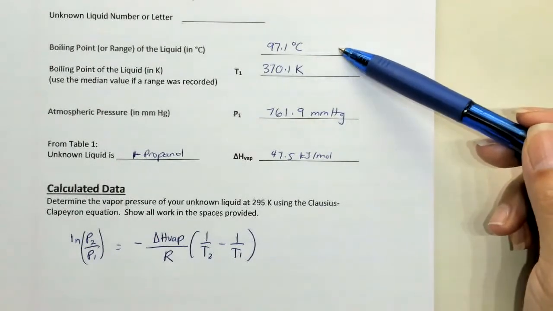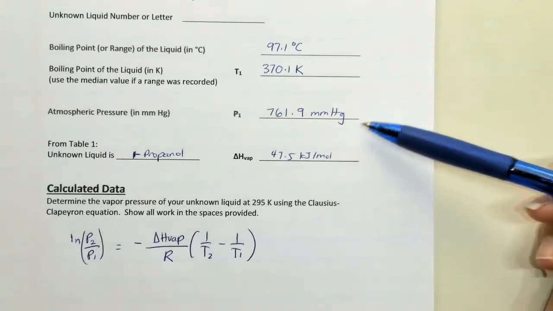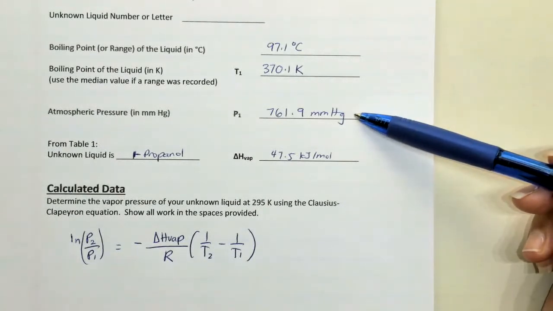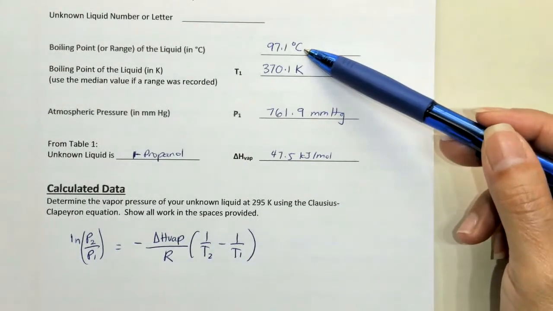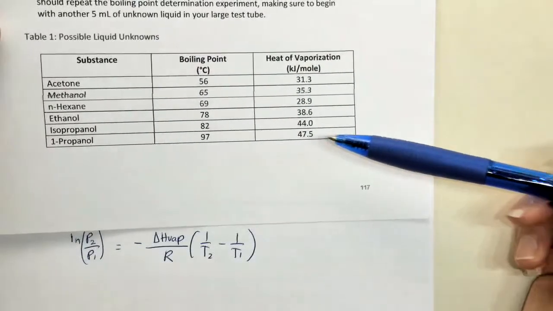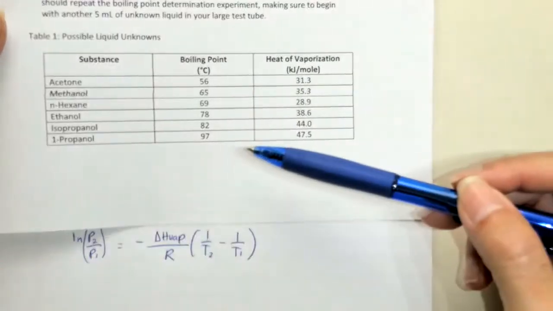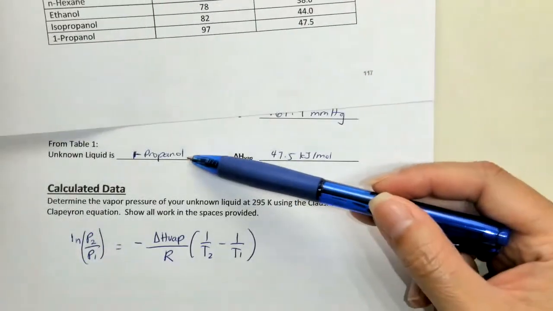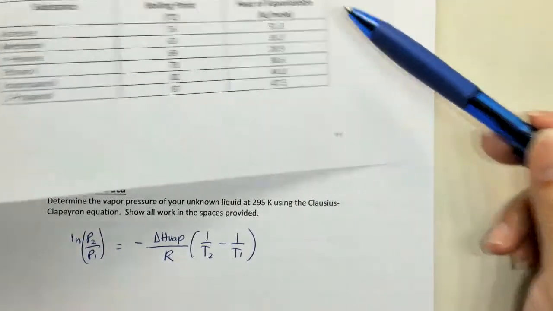So 97.1 Celsius, I can turn it to Kelvin by adding 273. And then this will be given as my atmospheric pressure. Now, based on this, if I look up 97.1 on my list on page 117, 97 is closest to 1-propanol. So my answer for this would be 1-propanol and 47.5 for the delta H vaporization.